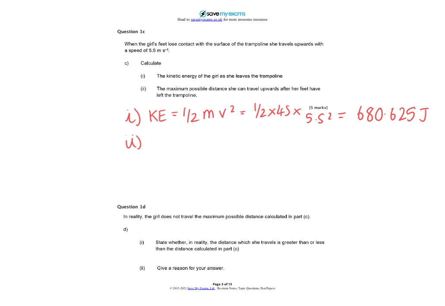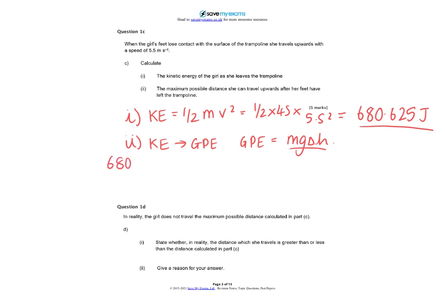And for the second part, calculate the maximum possible distance she can travel upwards after her feet have left the trampoline. What we're presuming here is that all of this kinetic energy is going to be converted into gravitational potential energy. And our equation for GPE is mg delta h. So we're going to take our energy that we got from the last one and make it equal to this equation and then rearrange to see what we get.